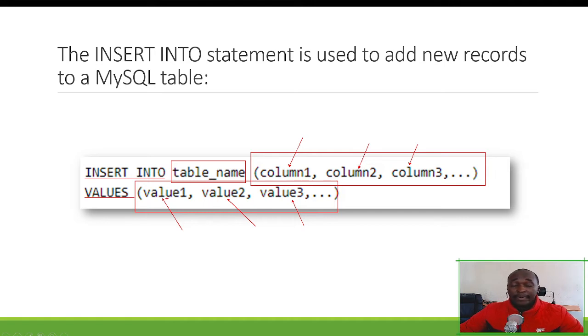Now, what the previous slide was saying is that for these values, if it's a string, you must put it inside quotes. For example, if value 1 is a string, then you have to quote value 1 like that. If value 2 is an integer, for example 40, then it does not need quotes. If value 3 is null, then you just type null like that. You don't need to put it in quotes.